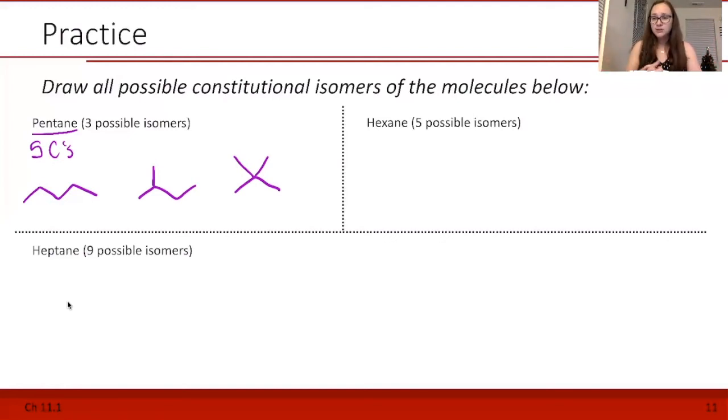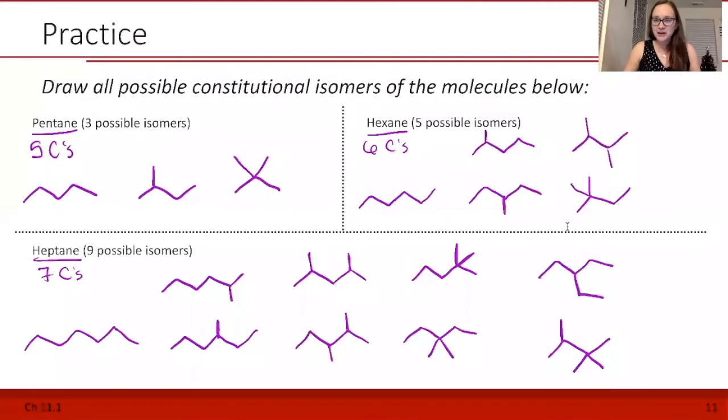Take a moment, try out the next ones on your own, see if you can figure out how many carbons they're supposed to have, and then all of the constitutional isomers. I am going to go ahead and just do a little transition here so that I have all of the answers on the screen because it takes a while to write them. So I will see you at that point. Okay, so now I have all of the answers on the screen for you guys. Hopefully you can check them now, see what you forgot, see what you missed.